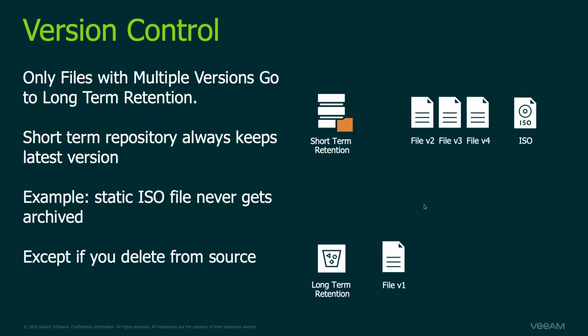So if we take the example of an ISO in the source, we're going to obviously back that up. The short-term retention is going to keep all of the active files that are in the production as a way of being able to recover that data. An ISO doesn't get modified. There is no version 1, 2, 3, 4 of an ISO. It's very much a static file. And the only way that that's ever going to get down into long-term retention is if it's deleted from production.